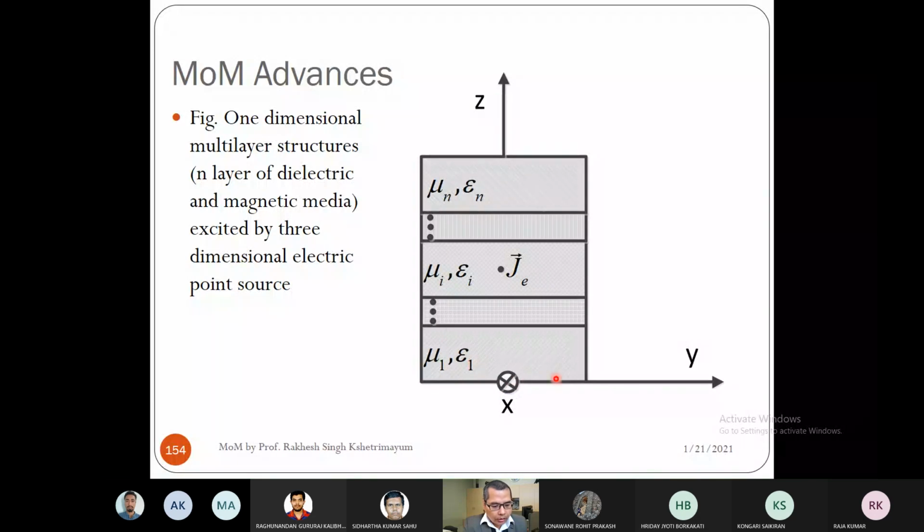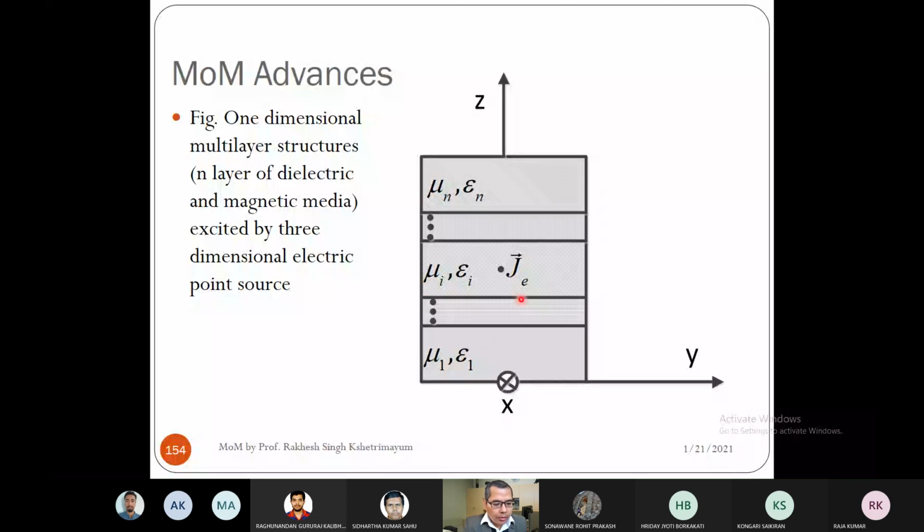In electromagnetics, we actually define material parameters in terms of mu and epsilon. Mu is the magnetic permeability, epsilon is the electric permittivity, and mu will give you the magnetic properties of the material, epsilon will give you the electric properties of the material. So every substrate, every layer will have different values of mu and epsilon. Depending on the material you are choosing, mu and epsilon is going to change.